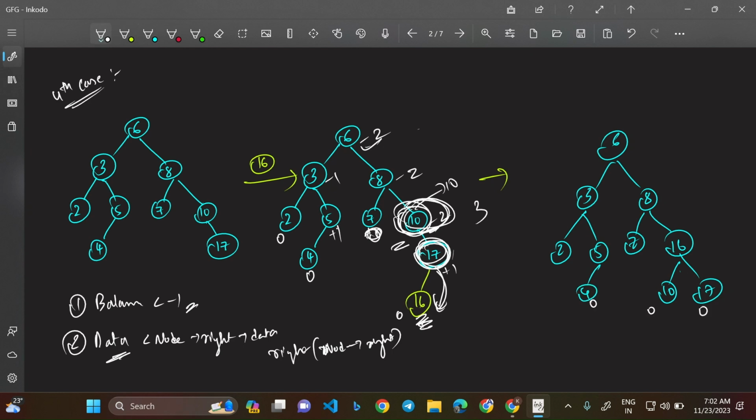This is 0, 0, 0, and this is 0, this is 0, this is 1, this is 0, and for 8 we have -1, for 3 we have -1, for 6 it is 2 and 3, that's again -1. So everything is fine now. Everything is satisfying the property of BST. All right. So this is the thing.